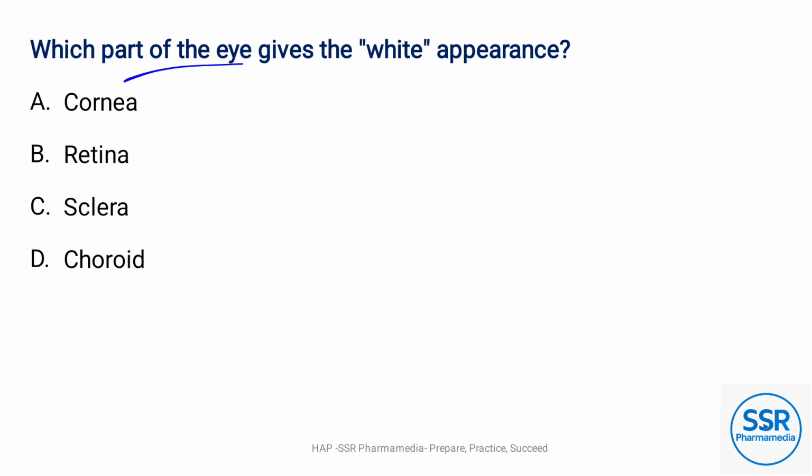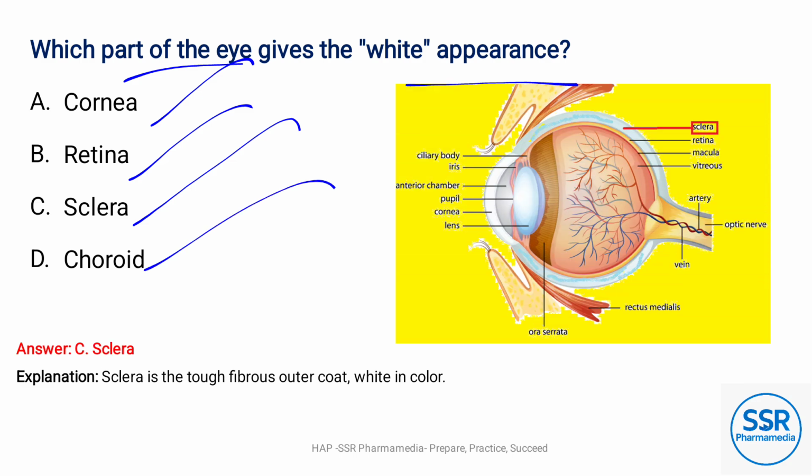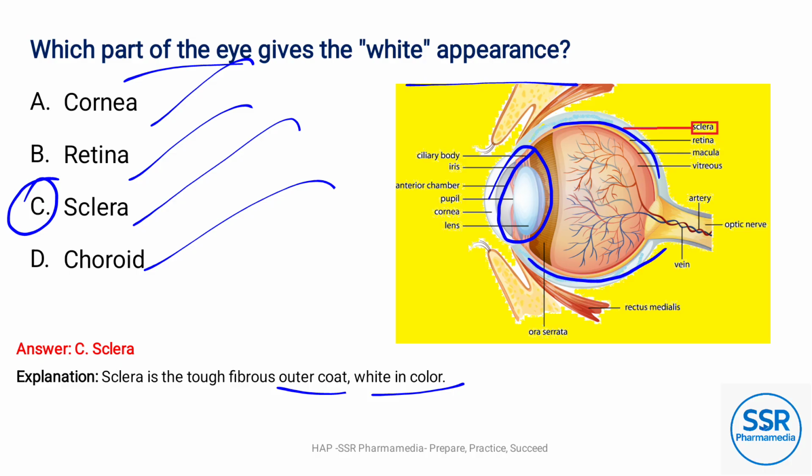Which part of the eye gives the white appearance? Option A, cornea; option B, retina; option C, sclera; option D, choroid. So the answer is option C, sclera. Sclera is the tough fibrous outer coat, white in color. So this is the sclera, on the outer surface. Our eyes look white due to the presence of the sclera.